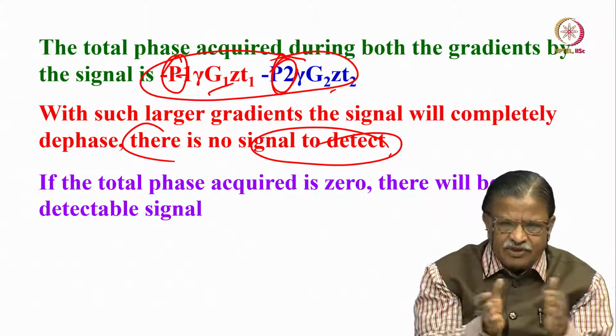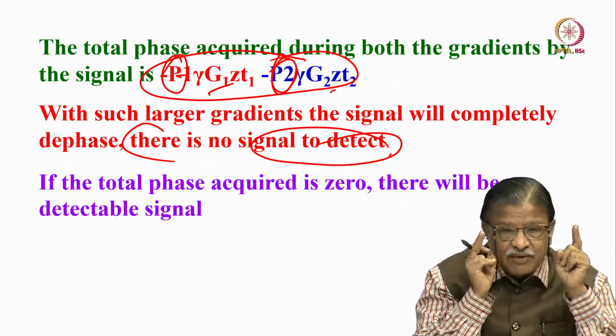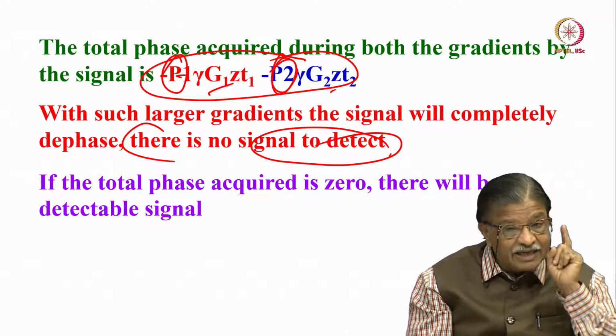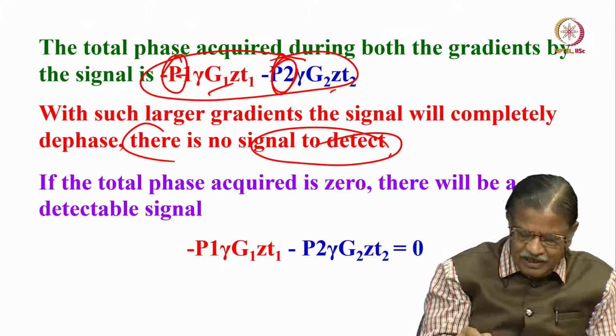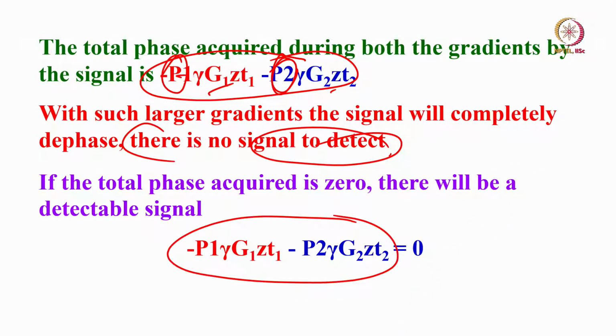If I take the total phase and make sure that the total phase becomes 0, then I can still detect the signal. That is an important condition. So, what we can do is put a condition: the total phase acquired, if I equate it, then I am going to get the signal. I will detect the signal; it will not get nullified. Now you do the simple arithmetic, then this will become like this.